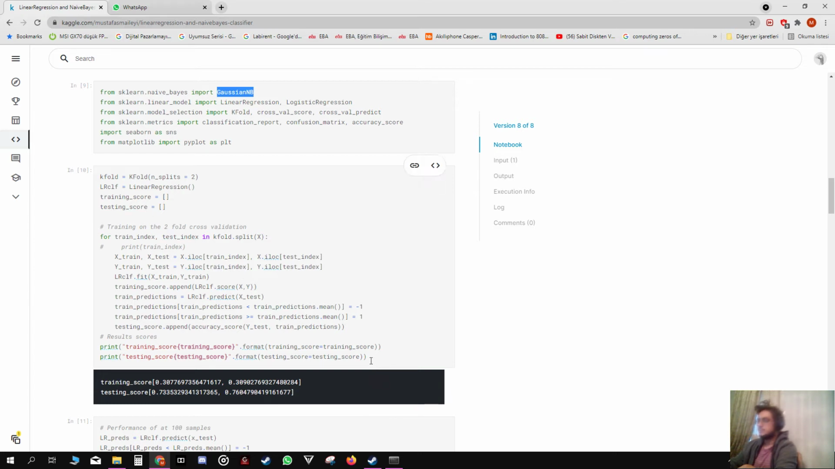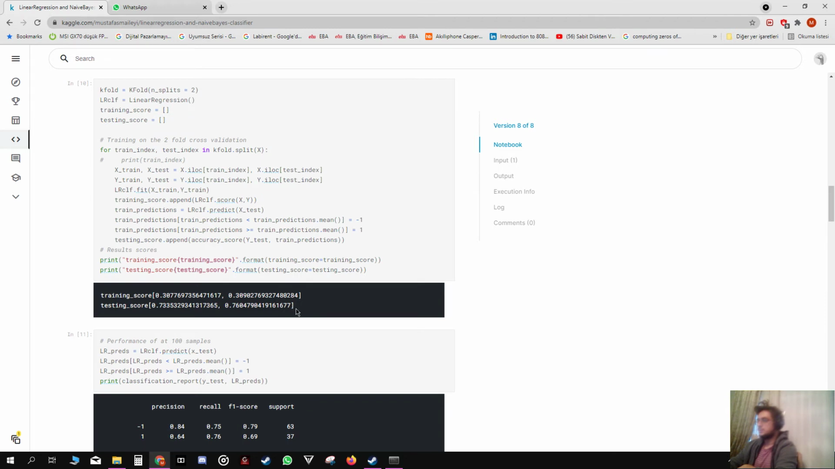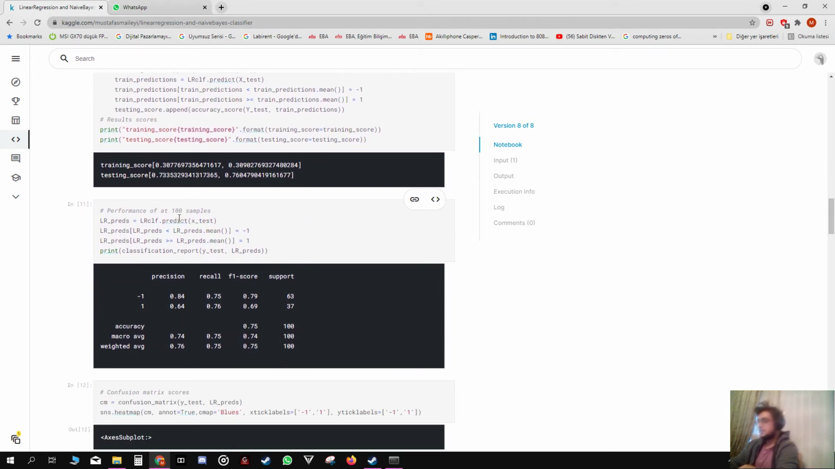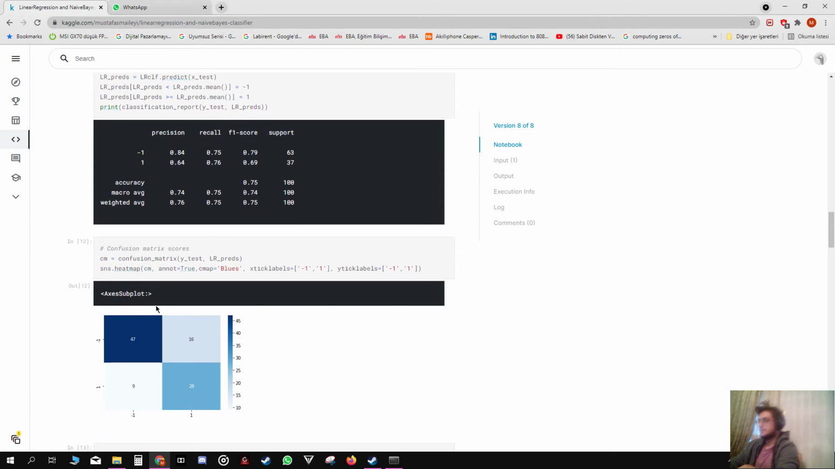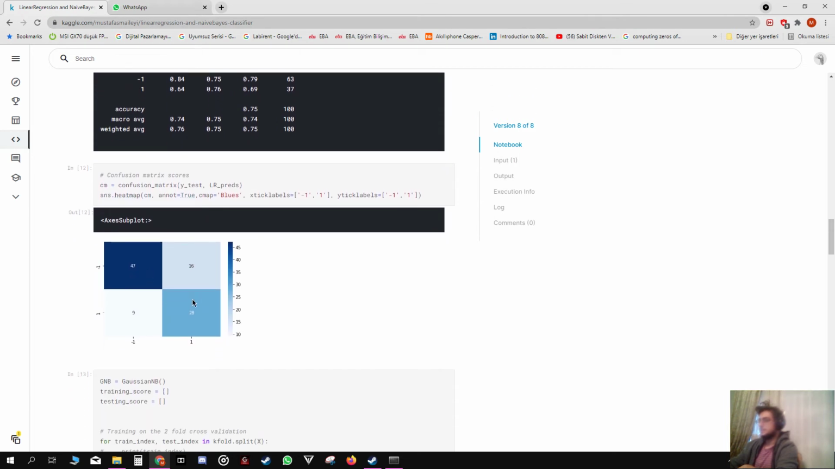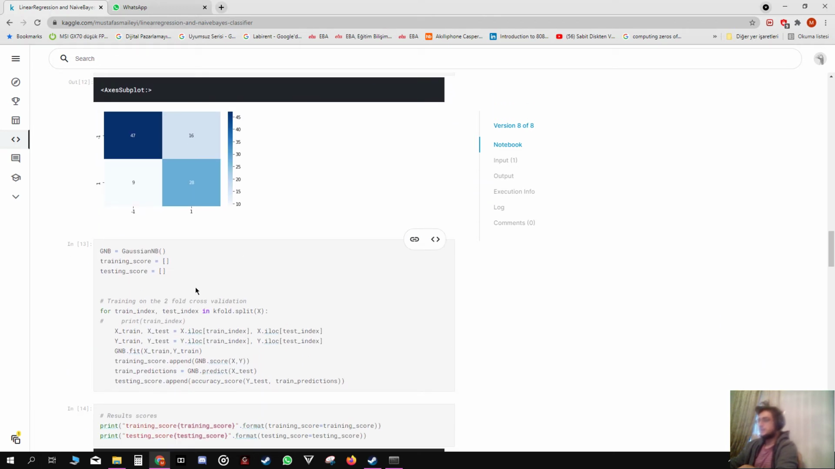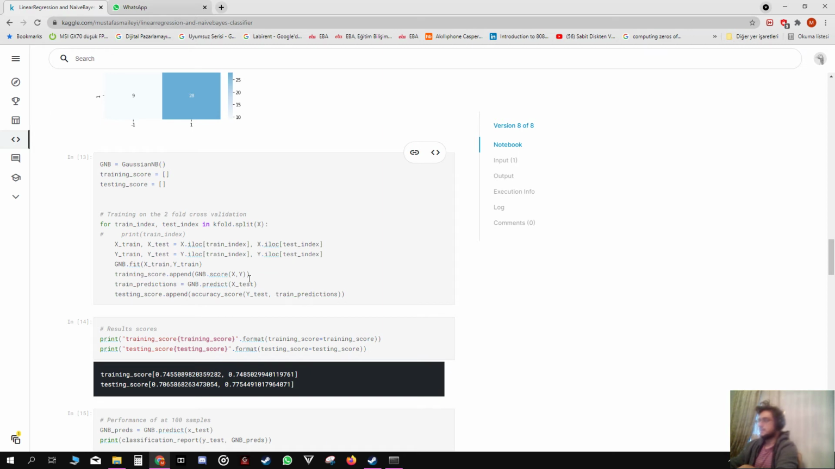The task asked for two-fold cross-validation, so I iterated two-fold cross-validation, and here are the scores, and those are the classes. Here is the validation part, and the report of validation is here, and the confusion matrix representation is here. Those are the linear regression classifier, and here Gaussian Naive Bayes. Our task says two-fold cross-validation, so I made it that way.